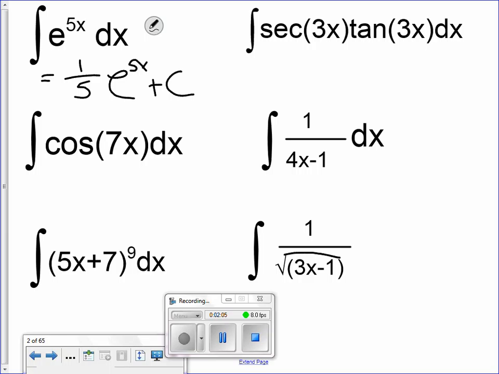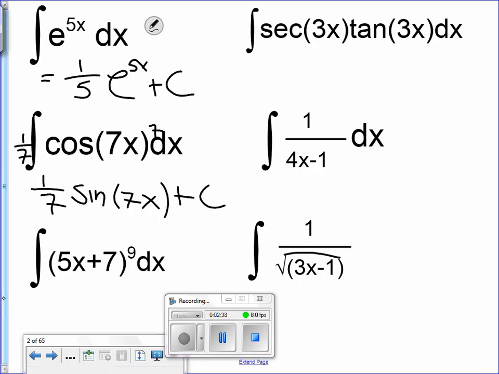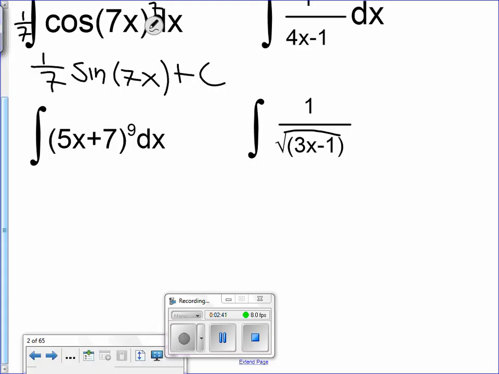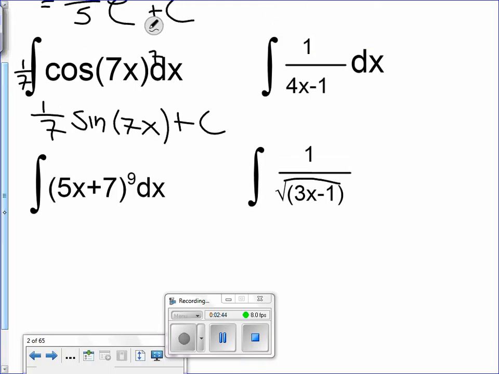How about the one underneath it? What are you missing? 7, right? So if you had to put a 7 in, what are you going to have on the outside? That's the important thing. 1/7. So it's like now you have 1/7 cosine u du. So we know this one. So what's the answer going to be? 1/7 sine of 7x plus c. All right? And if you need me to, I'll go back and show you with the formal u sub where you write out what u equals. But isn't it fun when you can just look at it?